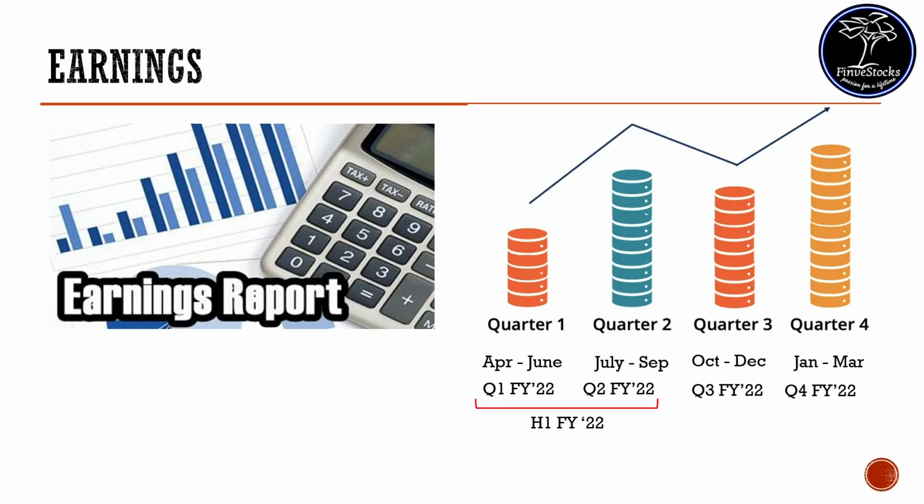Combining quarter 1 and quarter 2, we call it half yearly results. That is H1 financial year 22. And the second half is from October to March, that is the combination of quarter 3 and quarter 4. And the whole financial year is the combination of all 4 quarters. If you join the quarter 1, quarter 2, quarter 3 and quarter 4 results, it is called the full financial year results. So now we will see the financial statement in detail.